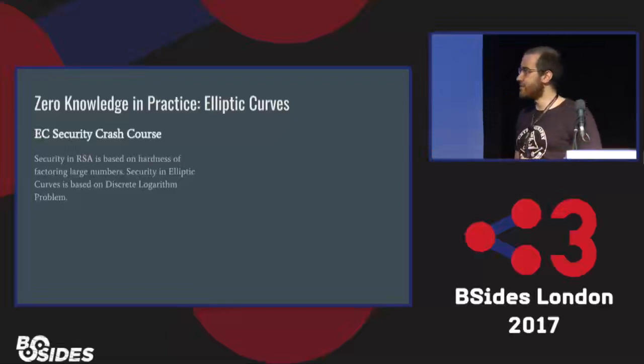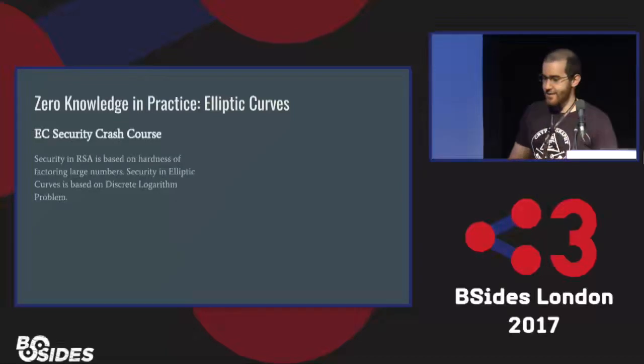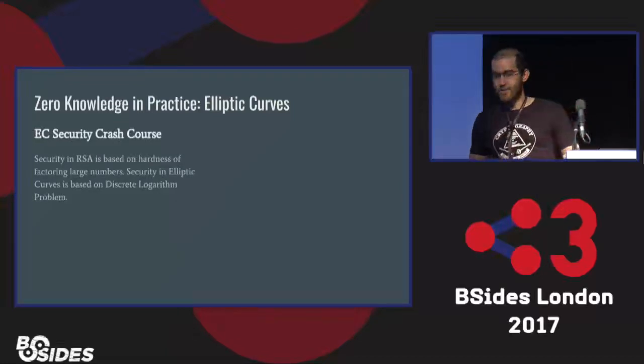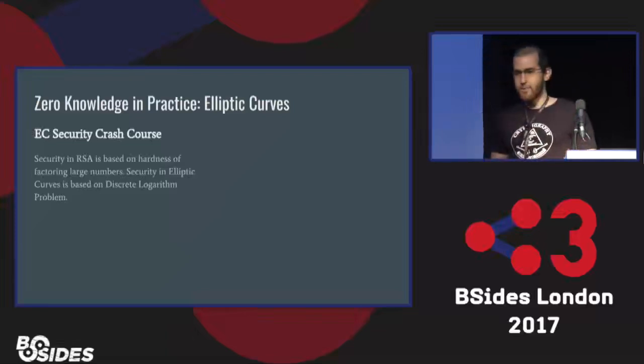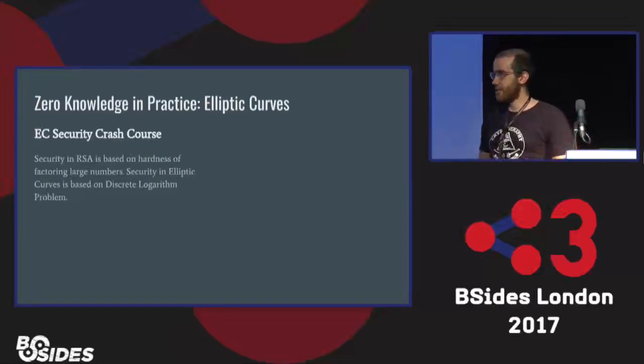So, security crash course. What security do elliptic curves provide? With RSA, it's pretty easy. I guess most of you know, RSA is really just based on the hardness of factoring composite, large numbers, and finding coprimes. So the security in elliptic curves is not based on that at all. It's based on the discrete logarithm problem.